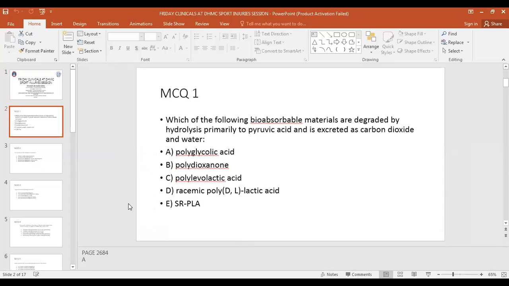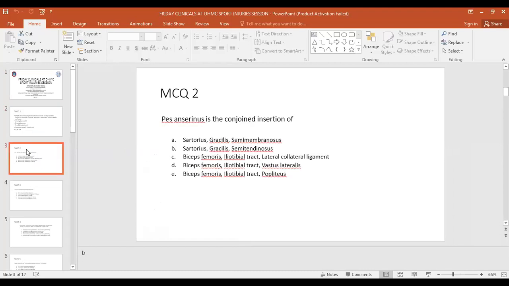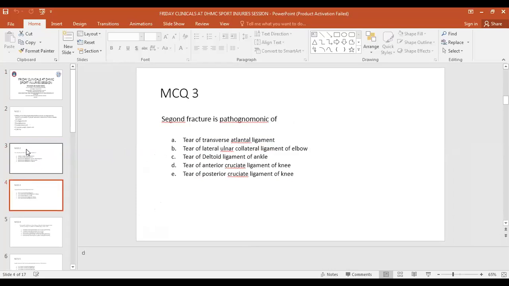So the answer to MCQ 1 is A, polyglycolic acid. Reference is page 2684, Campbell 13th edition. Answer to MCQ 2 is B, that is sartorius, gracilis, and semitendinosus. MCQ 3, the correct answer is D, that is tear of anterior cruciate ligament of knee.